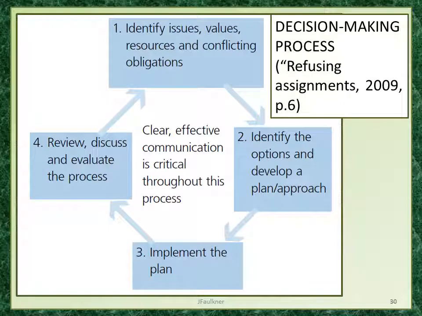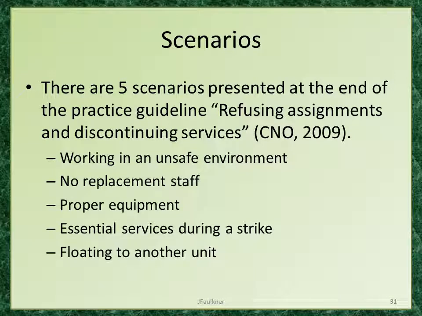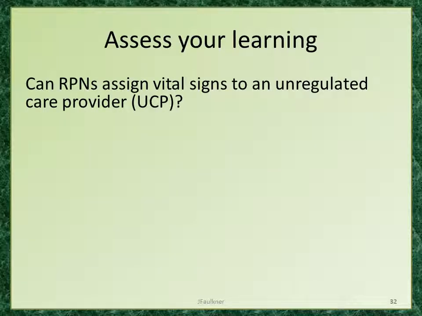The College of Nurses describes in detail how to implement these 4 steps. This information can be found on pages 6 and 7 of the practice guideline. There are 5 scenarios presented at the end of the practice guideline, refusing assignments and discontinuing services. Please look over these. This is your opportunity to assess your learning. Please read the questions and see if you can come up with the answers.